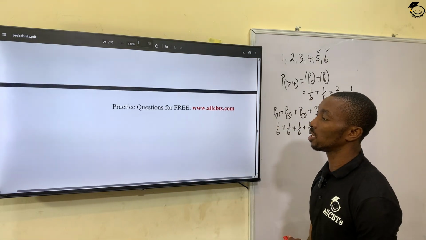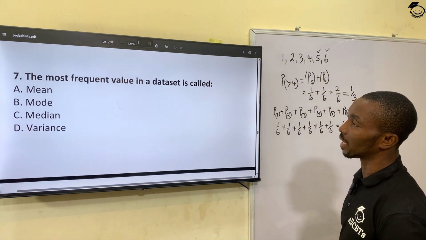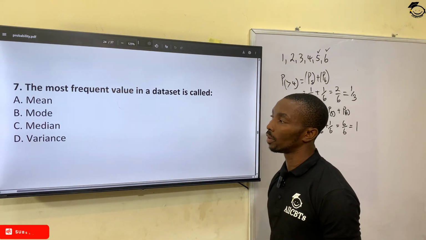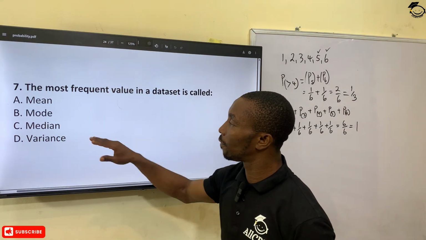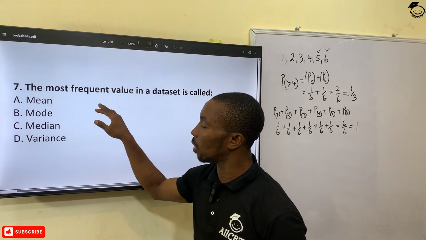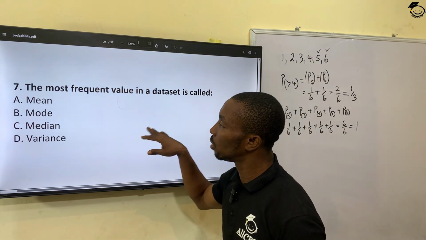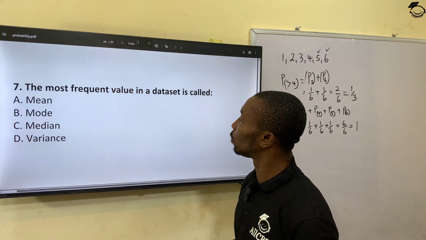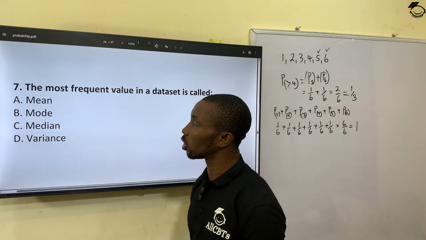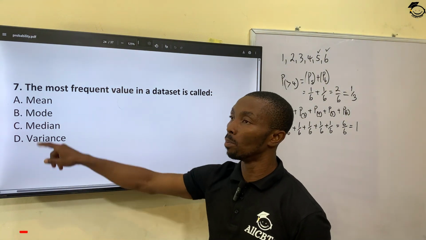And next question says, the most frequent value in a set of data is called dash. Now, our mean is the average of the sum of our data. Now, median is the middle number, and mode is the set of data that occurs most frequently. So our right option here will be mode.